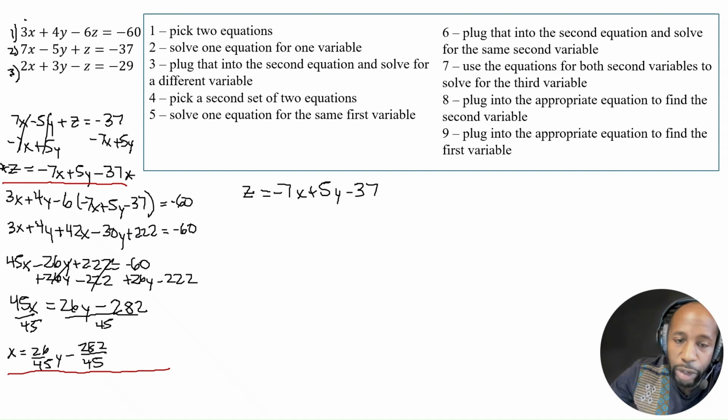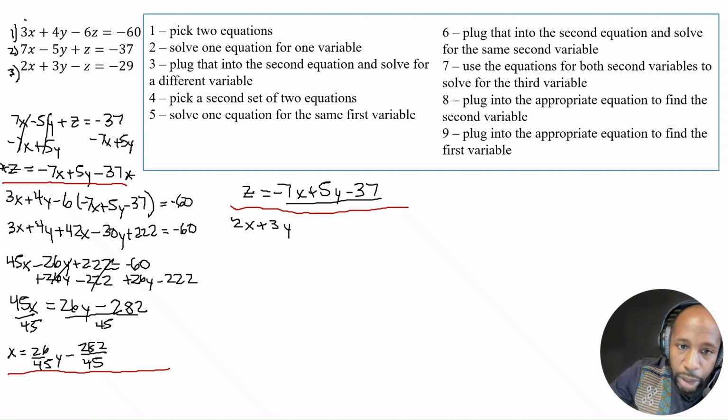Okay. Solve one equation for the same first variable. Just did that. Plug that into the second equation and solve for the same second variable. So we're going to plug this into, and let me go ahead and do a line here, our second equation, which is number 3. So that's going to be 2x plus 3y minus z, but z is this stuff here. So minus, open parentheses, negative 7x plus 5y minus 37, close parentheses, equals the rest of the equation, which is negative 29.